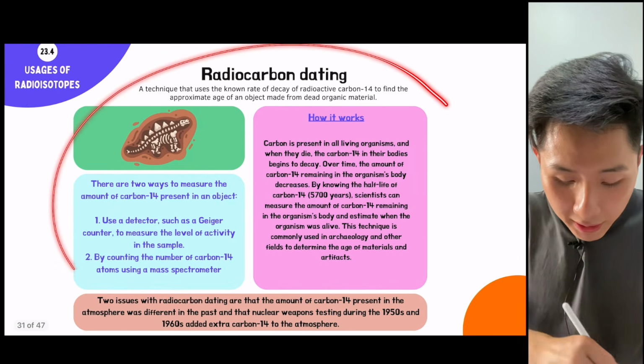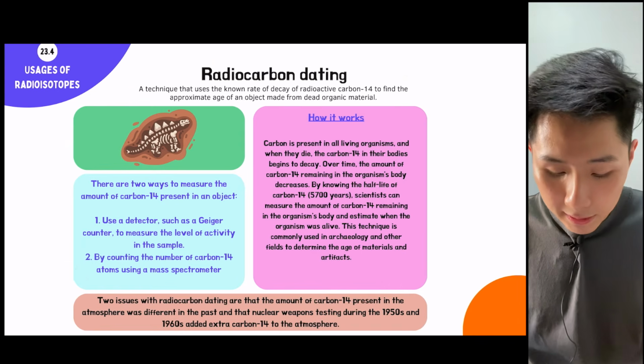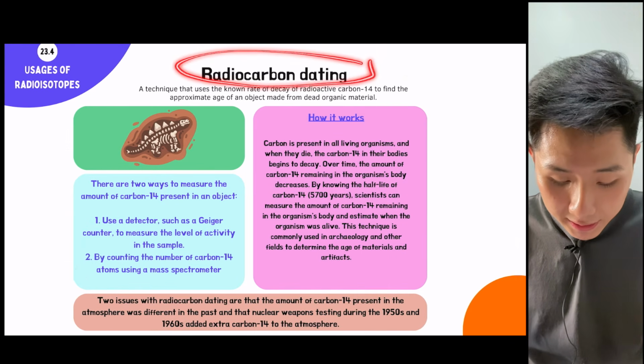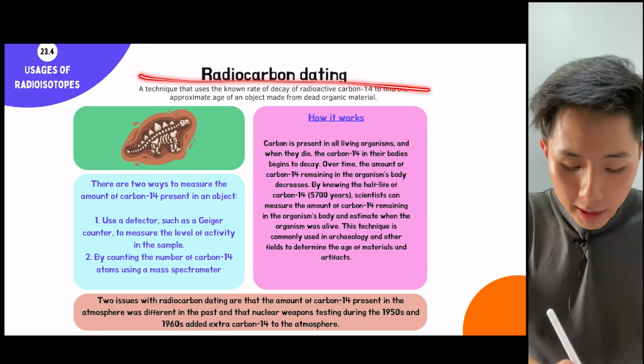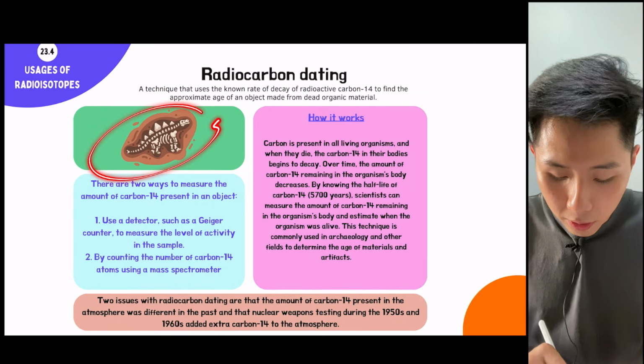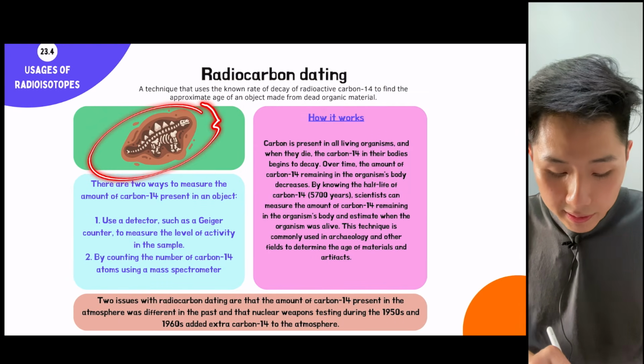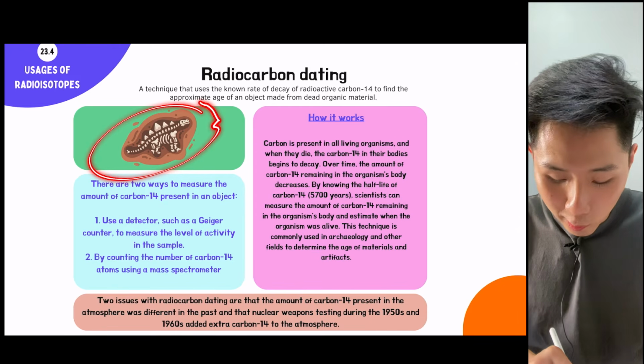All right, so another example usage of radioactive isotopes is radiocarbon dating. It's not like a dating thing, but it's a technique that helps us to identify how long this object has been dead, like the dinosaur bone.